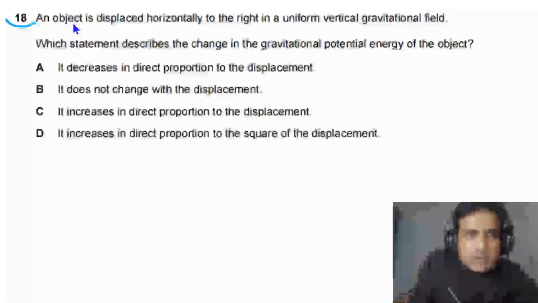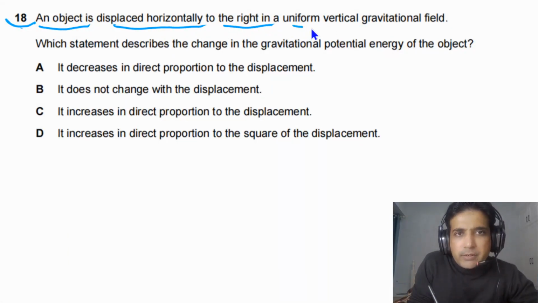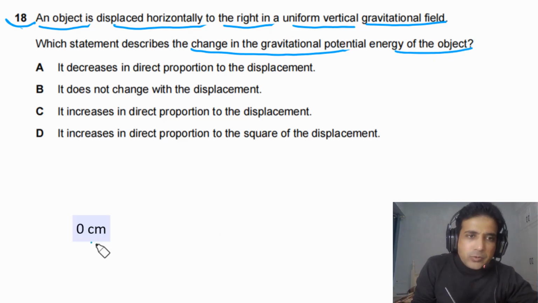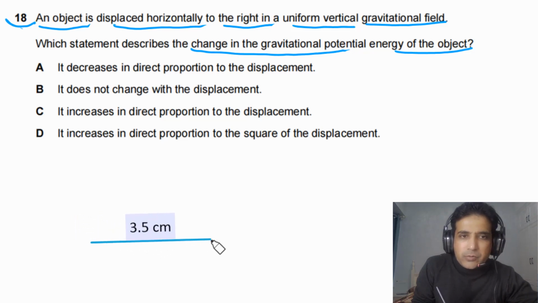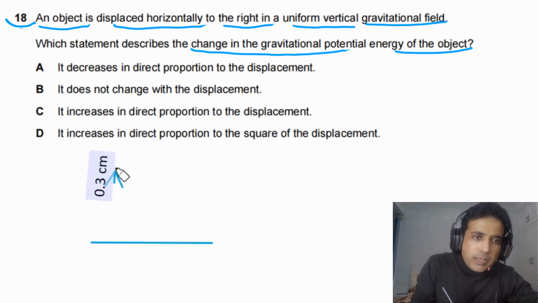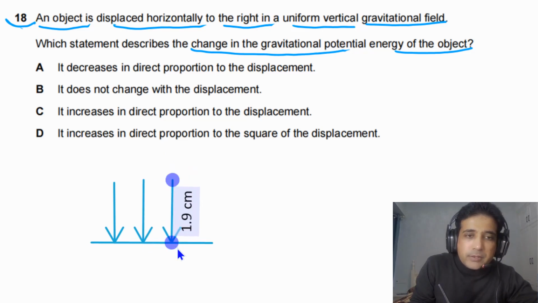For question number 18, it is given that an object is displaced horizontally to the right in a uniform vertical gravitational field. Which statement describes the change in the gravitational potential energy of the object? First of all, we can draw a ground. Imagine that this is the ground. We can draw some arrows to show the direction of the gravitational field, which is uniform and vertically downwards.